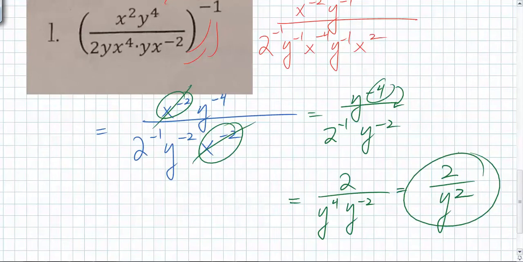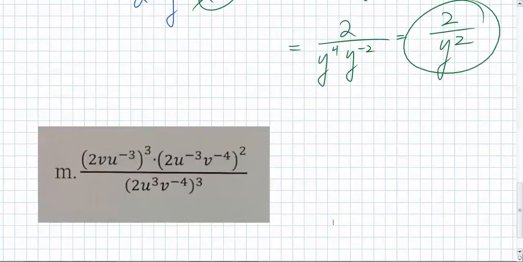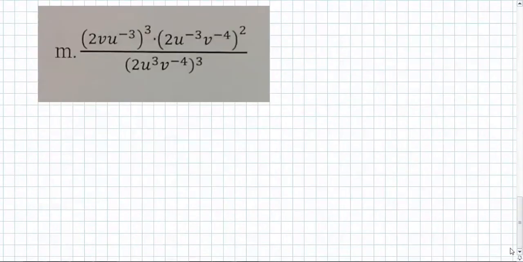Good. Okay, so again, what should we do first? Distribute all the different powers, right? Just keep track of them. So you end up with 2 cubed v to the u to the 9 times 2 u to the negative 6. U and v are bad.